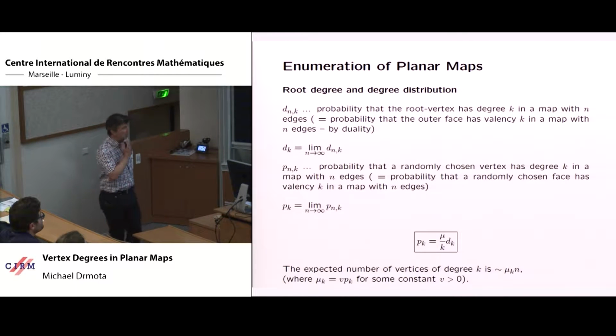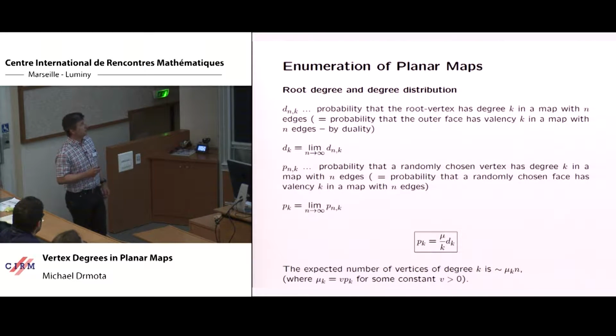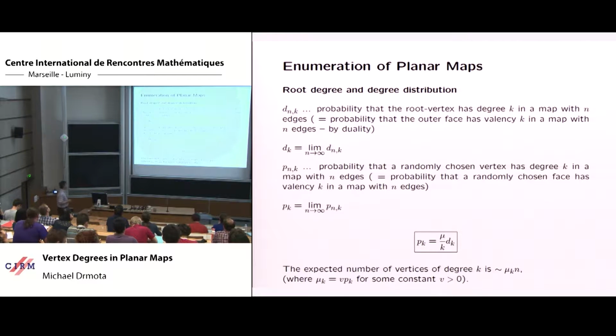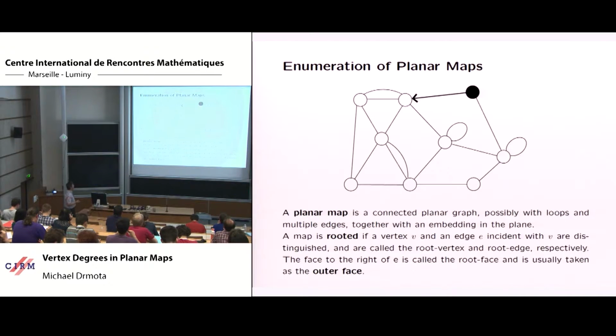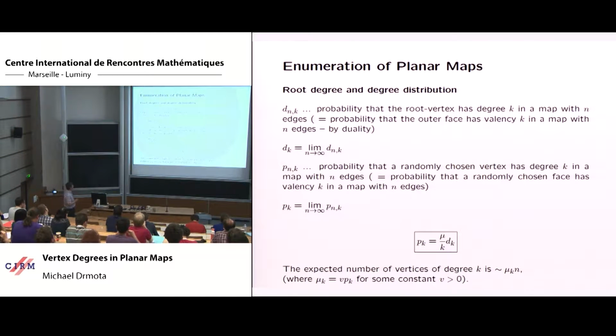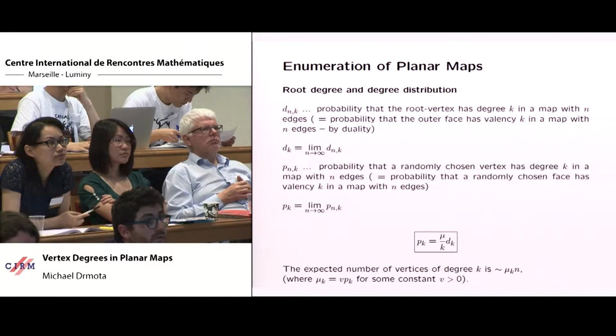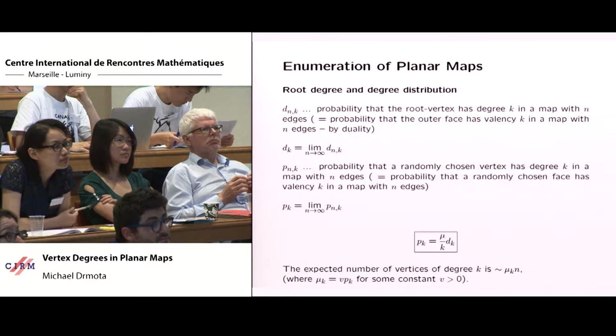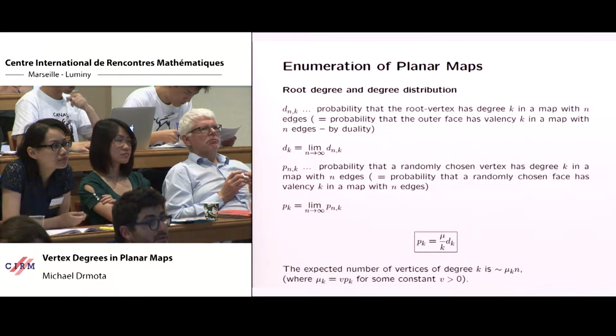But the topic of the talk is not only the asymptotics of the number of maps, but more precisely the degrees, or the distribution of the degrees, in planar maps. The first thing that is known for a very long time is that if you consider the degree of the root vertex, then it's well known that the probability that this root degree is k stabilizes: you get a limiting probability for every k, and it is positive for every k.